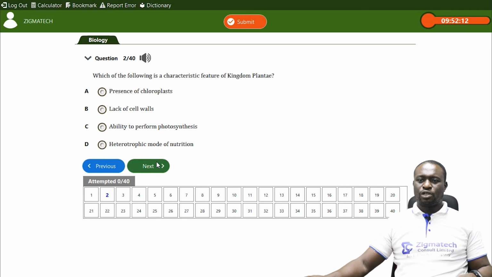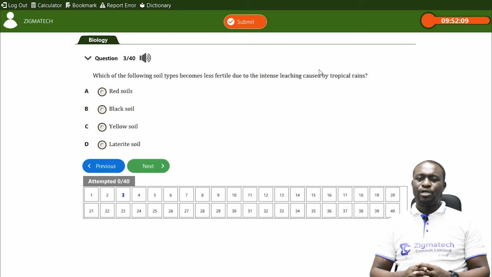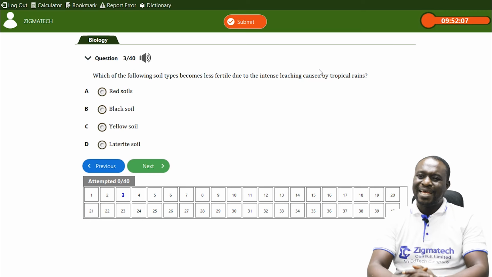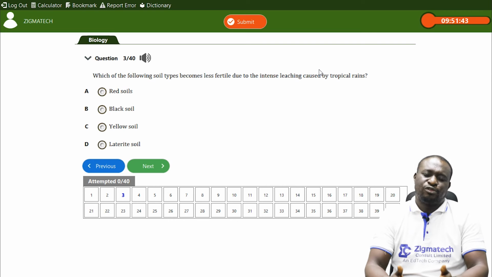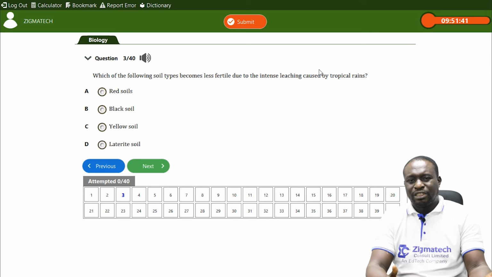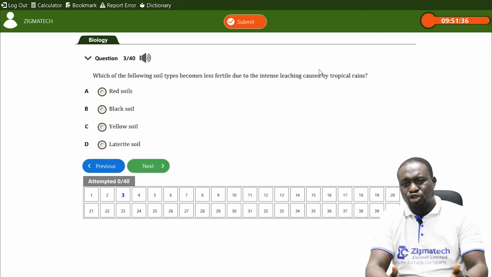Okay. Now, question 3 says, which of the following soil types becomes less fertile due to intense leaching caused by tropical rains? Now, leaching is actually a condition in which the top layer of the soil, which contains nutrients, is usually washed out. I can even call it a form of soil erosion. So here, the top layer of the soil, which contains the nutrients, is being washed away.